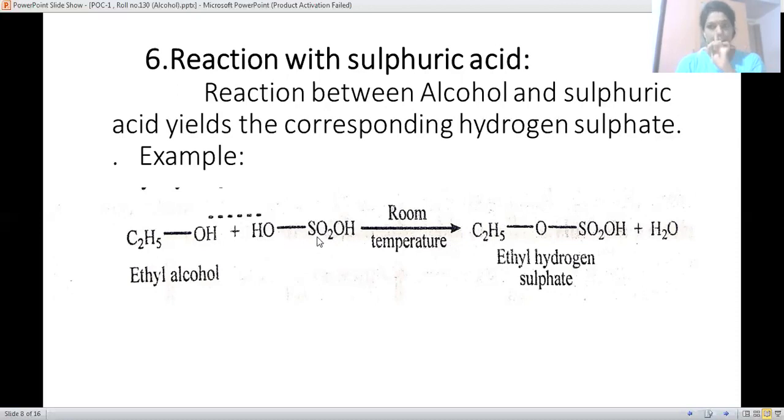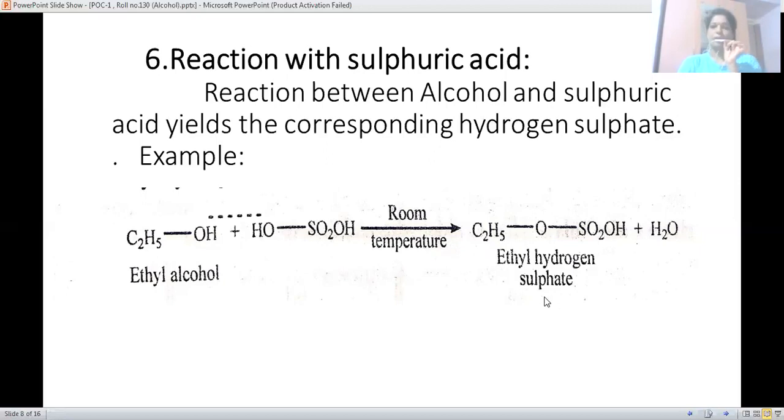H2SO4. So these are split in this way. Now here, this H is attaching with this OH and releases one molecule of water. This reaction happens under normal temperature. The product synthesized is ethyl hydrogen sulfate.